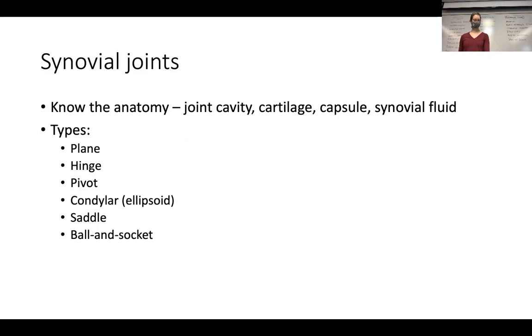Just like in lecture, synovial joints are one of the more important aspects of the joint chapter. You want to know the anatomy. These are the terms you want to be able to identify on a diagram of a synovial joint: joint cavity, articular cartilage, the joint capsule, and synovial fluid. There is a diagram on page 112 in your lab manual. It has some extra terminology that you don't have to worry about. Just know those terms for the anatomy of the synovial joint.